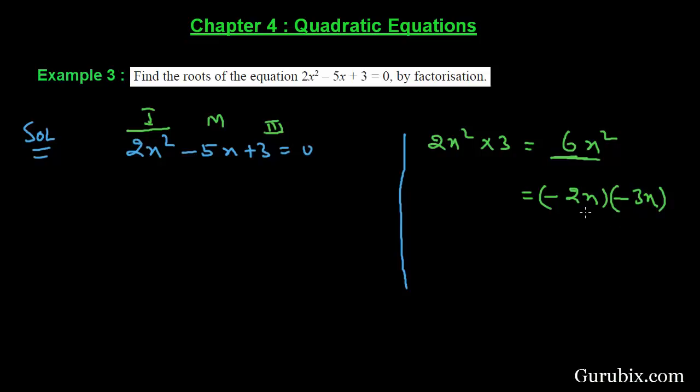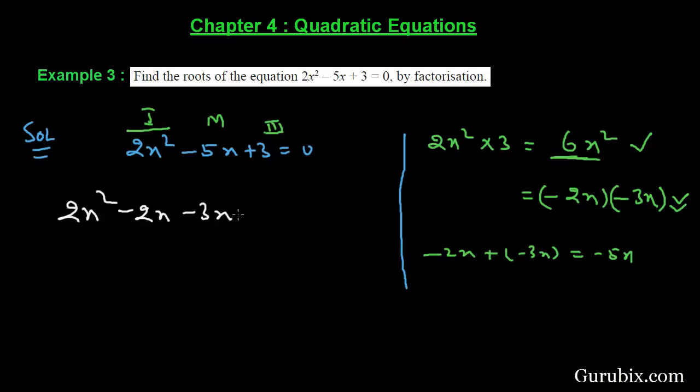And now we observe that the product of these two factors is equal to 6x square, and if we add minus 2x plus minus 3x, then we have minus 5x. This means this is the correct splitting of the middle term. So it will be equal to 2x square minus 2x minus 3x plus 3 equals 0.